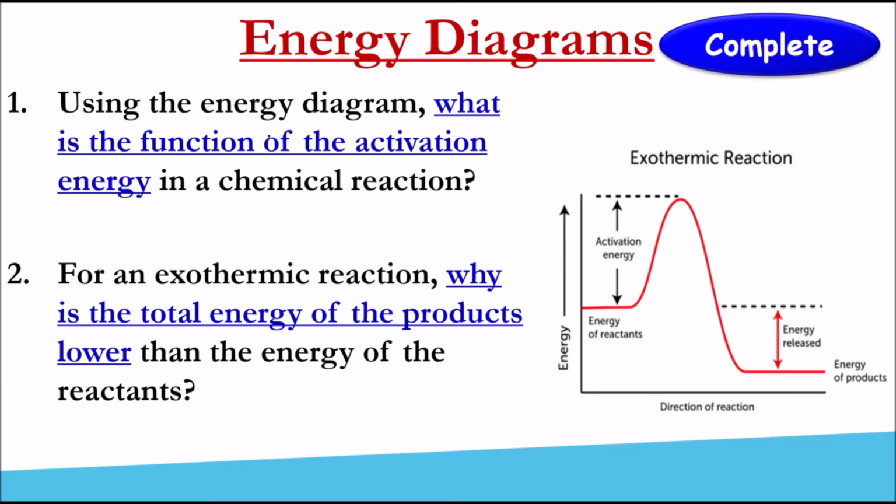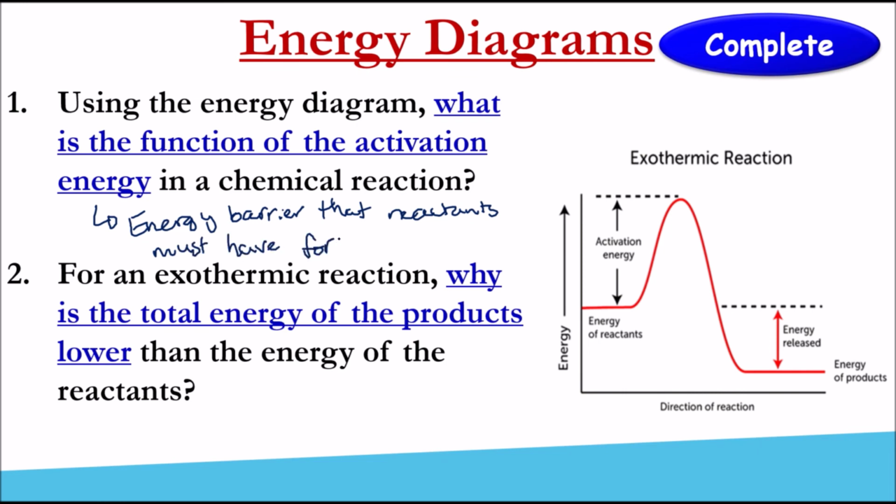Use the energy diagram. What is the function of the activation energy in a chemical reaction? The activation energy is what we could call the energy barrier that reactants have to overcome for a successful chemical reaction to occur.